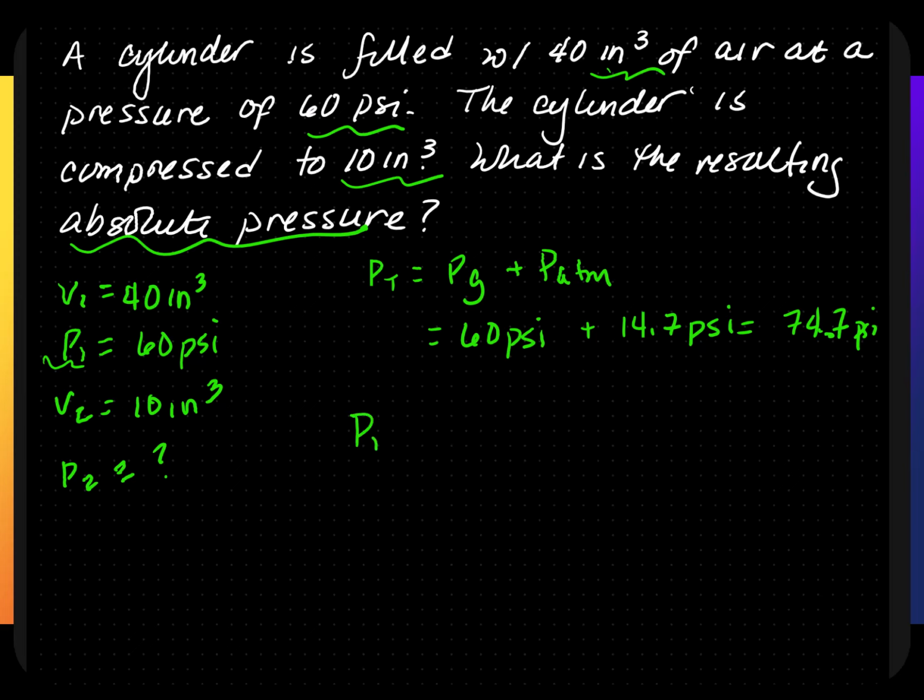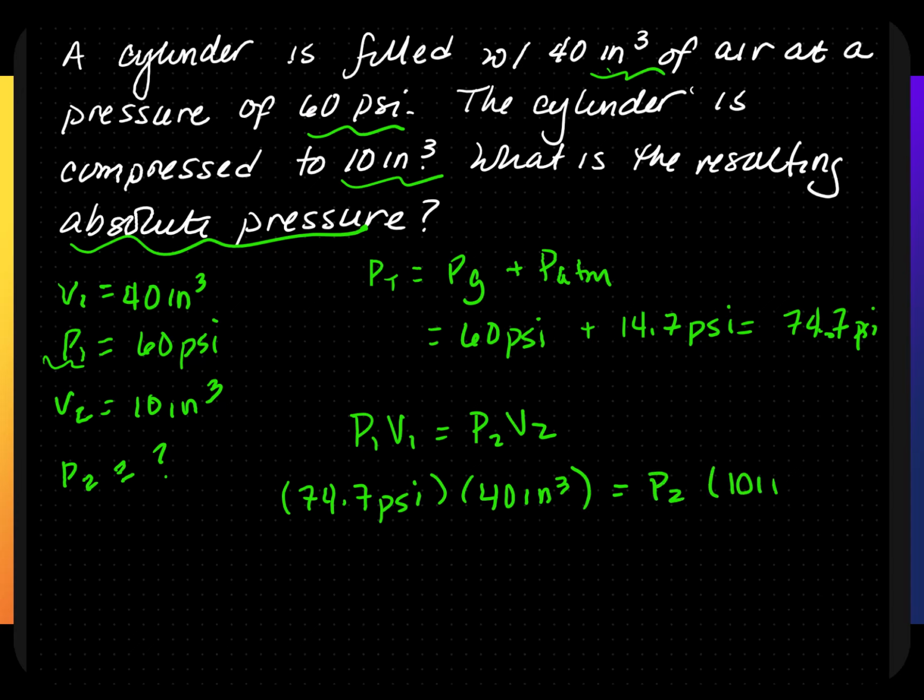This is Boyle's law. So P1 V1 equals P2 V2. P1 is 74.7 psi. Volume 1 is going to be 40 inch cubed. My pressure 2 is P2. My volume 2 is 10 inch cubed. Multiplying the left, dividing by 10, your P2 should be approximately 300 psi, or pounds per inch squared.